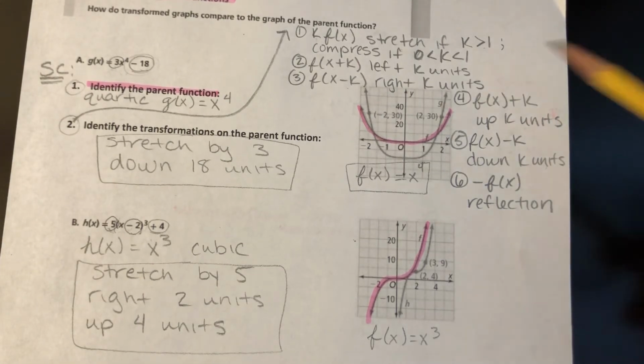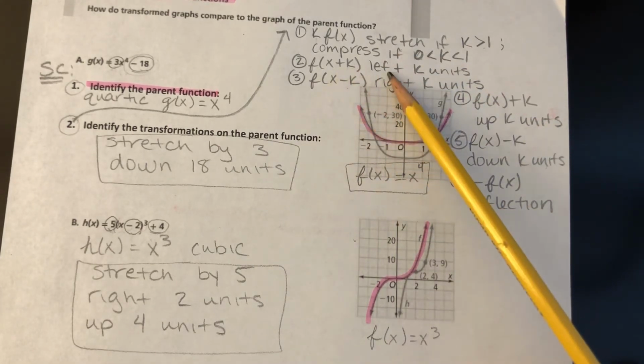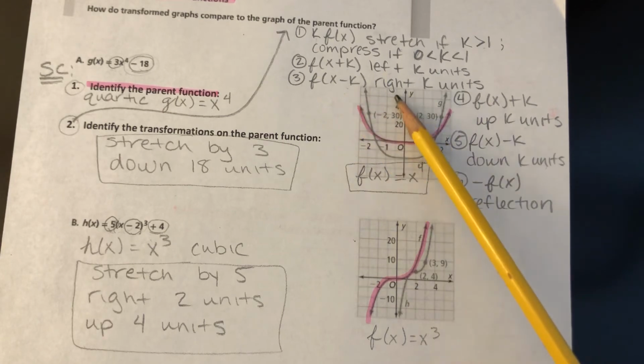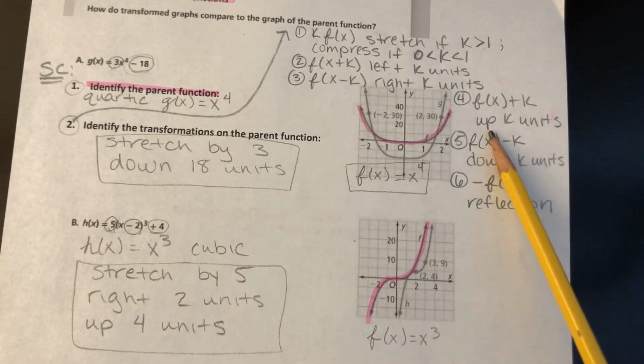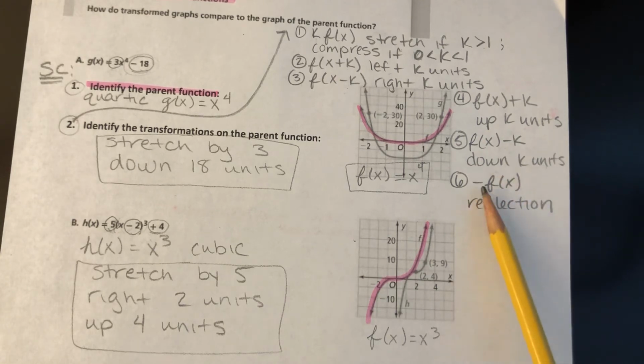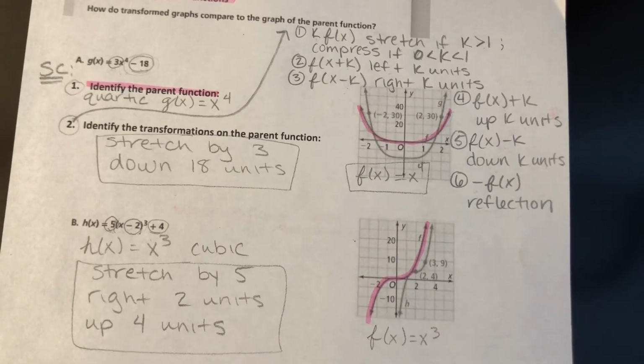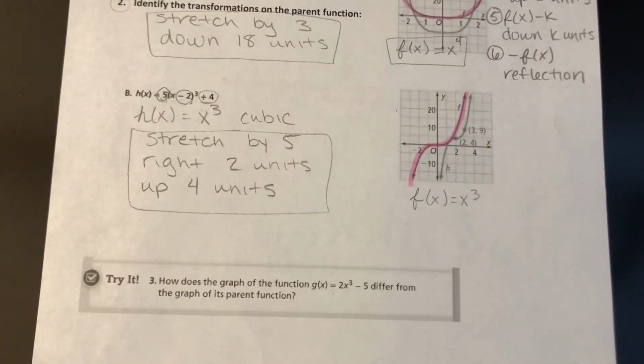Okay, so just a couple things maybe that we didn't hit here. If you're adding inside, it's going left, subtracting inside, going right. Adding outside, going up, subtracting outside, going down. Negative in the front is a reflection over the x-axis, which we didn't see in any of these, but that is a possibility as well. All right, do the try it number 3. Pause the video, try that one on your own.